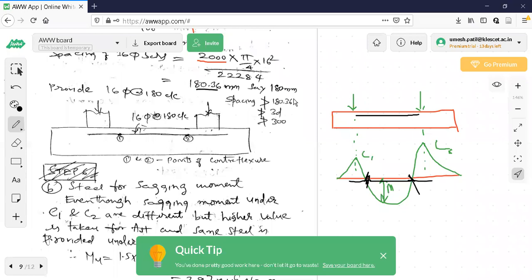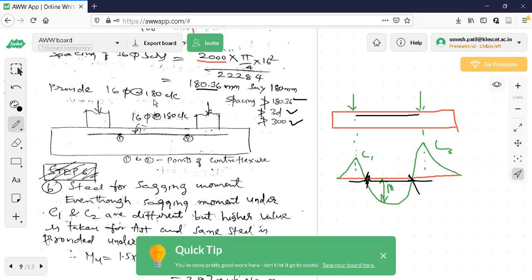This one should not be more than 3 times D. 3 into 680 should not be more than this, or in any case, 300. So the maximum permissible spacing between 2 bars is 300. It can never be more than this.